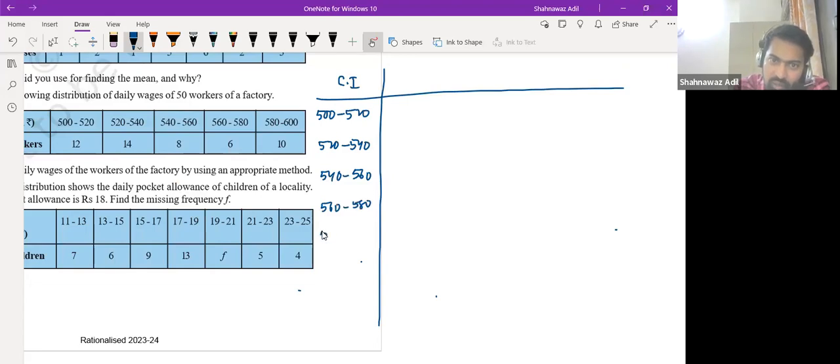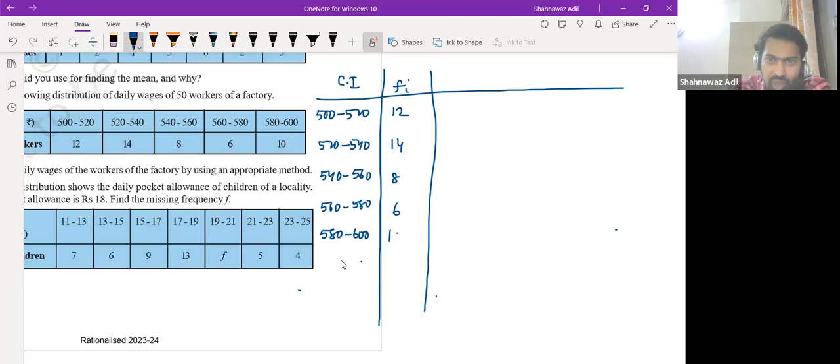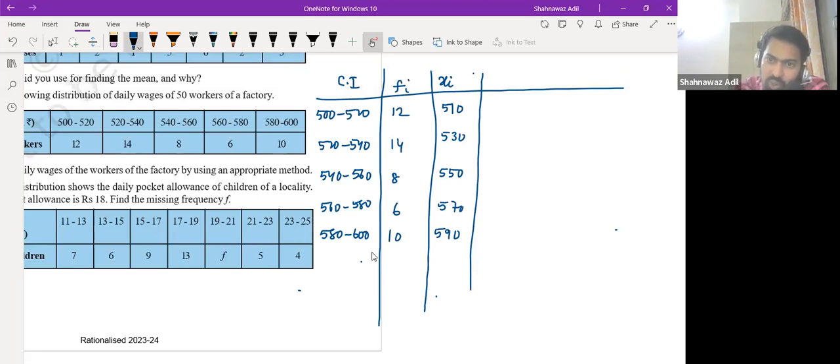580 and 580 to 680. And the frequencies, the fi's, are 12, 14, 8, 6, 10. Right. So let us first calculate the class marks. So class marks would be 510, 530, 550, 570, and 590.